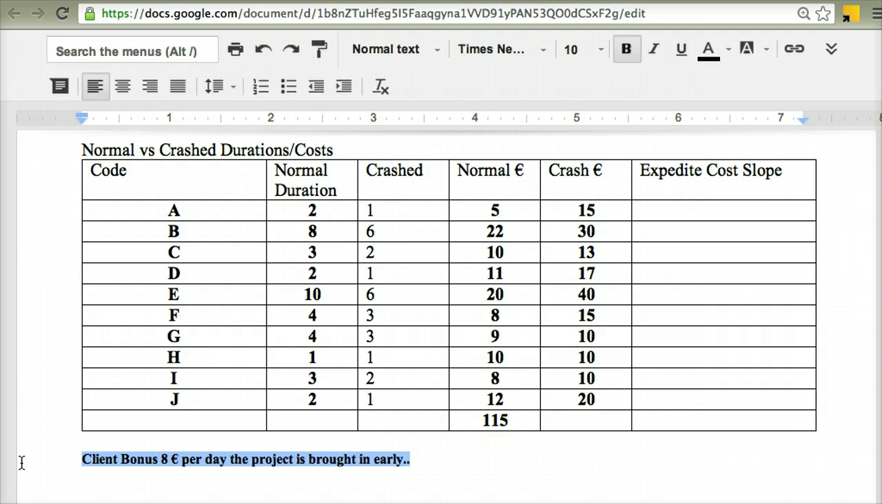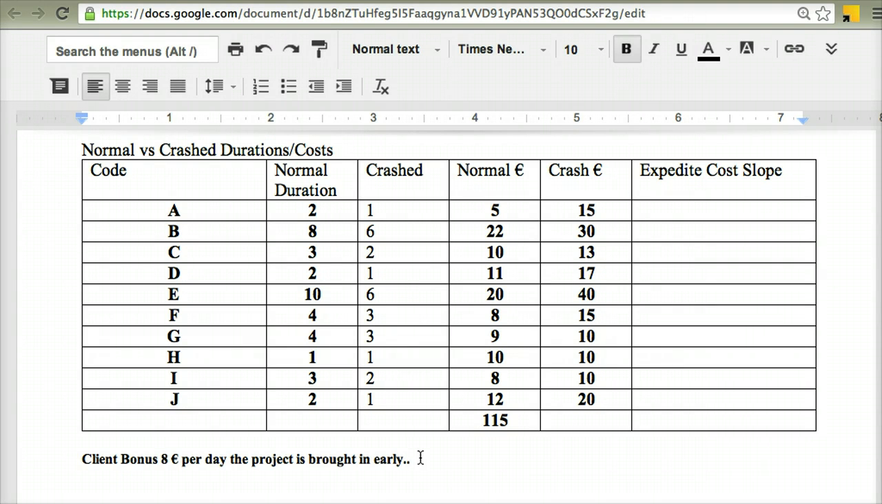In this question, when the client came back to me and says, we need to try and get this in a lesser amount of time, the incentive to you is that every day that you bring this project in early, I'm going to hand you back €8. I'm going to give you a bonus of €8. And we'll see later on where we bring that into account. So that's all the information that has been given to us.